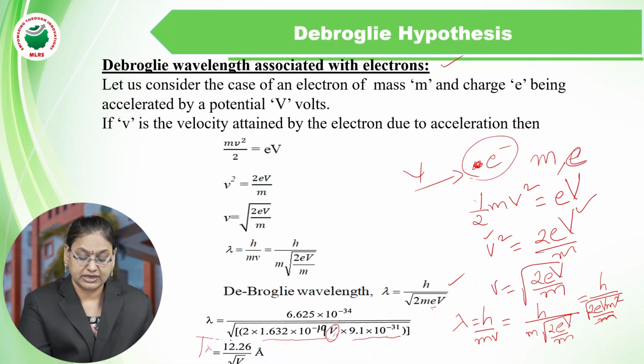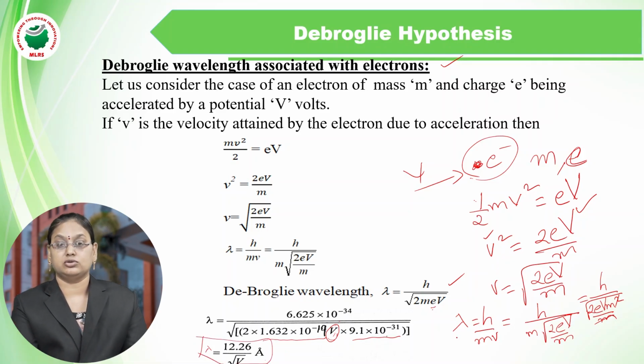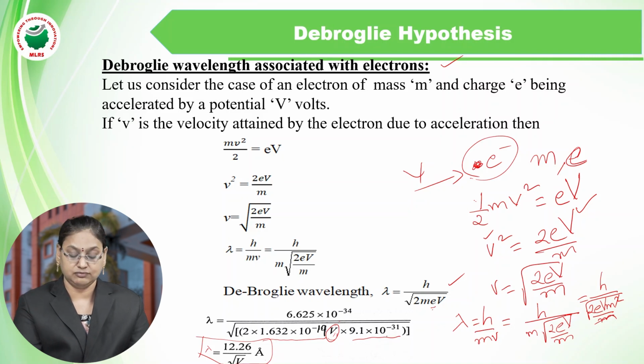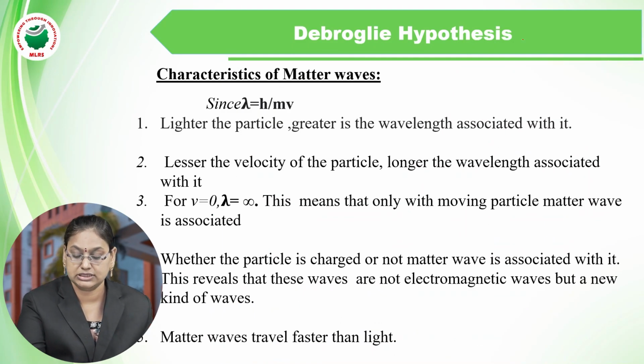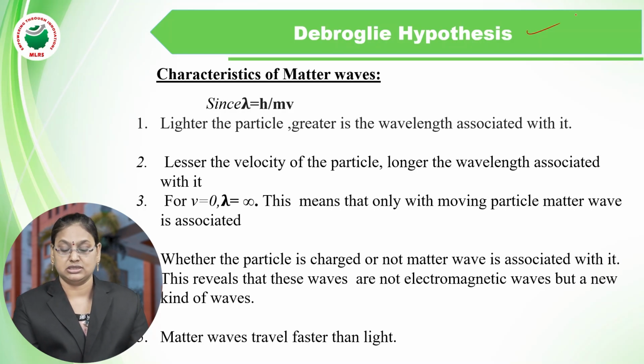Okay, so whenever you have an electron which is accelerated, that means an electron is moving with some velocity by applying some potential, then if you want to calculate its wavelength, we will use this formula. That is 12.26 by root V angstroms, which will give you the wavelength of an electron accelerated with potential V. Now next we will see the de Broglie hypothesis.